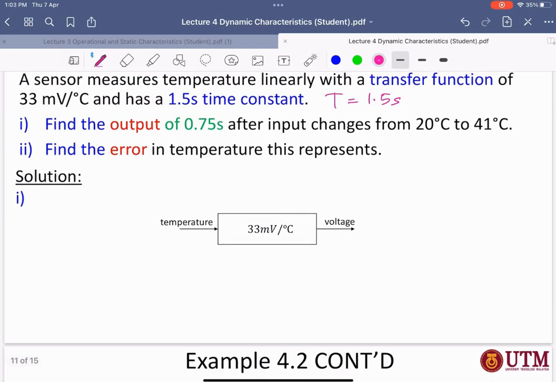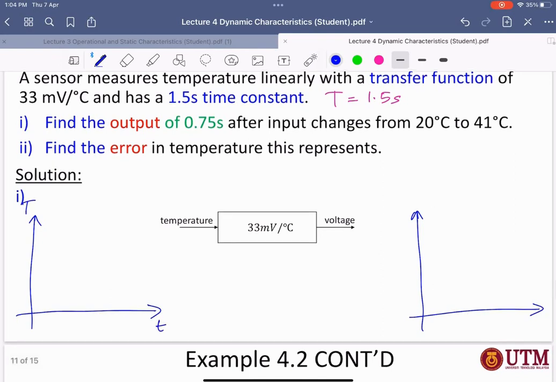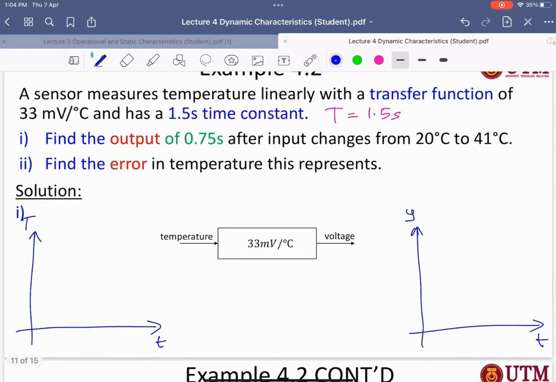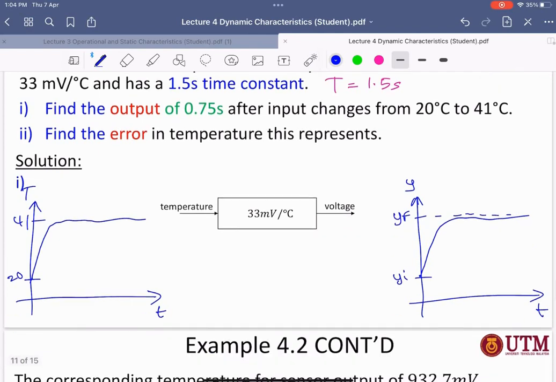Alright, so we derive first. Now we can have the graph like this. We have these two graphs, one is the input and the other is the output. The input is temperature, so we put temperature over time. The output is the voltage, so we put Y initial, Y final, over time. The input changes from 20 to 41, so this one is 20 and this one is 41. Because it's temperature, we need some time. The output will be Y initial and also Y final. Because of the behavior of the input, the output also behaves like that. So this is the graph.